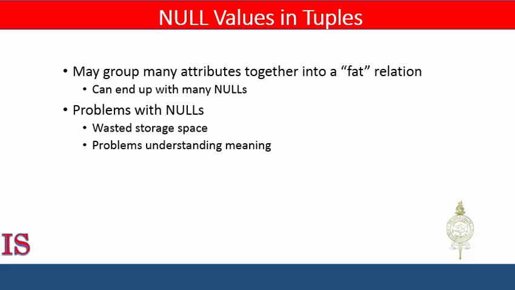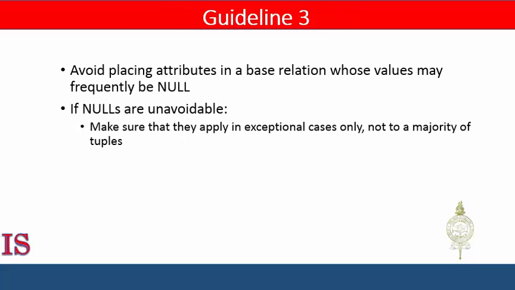And finally, the value is known but absent. That is, it has not been recorded yet. For example, the home phone number of an employee may exist but may not be available and recorded yet. Having the same representation for all nulls compromises the different meanings they may have. Therefore, we may state another guideline. Guideline number 3. As far as possible, avoid placing attributes in base relations whose values may frequently be null.